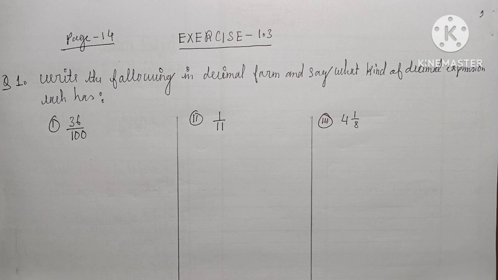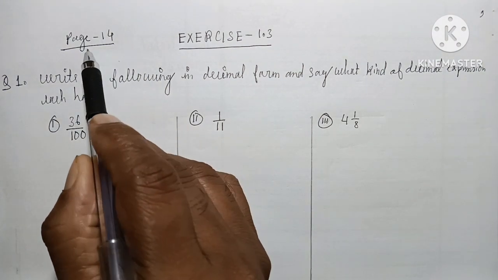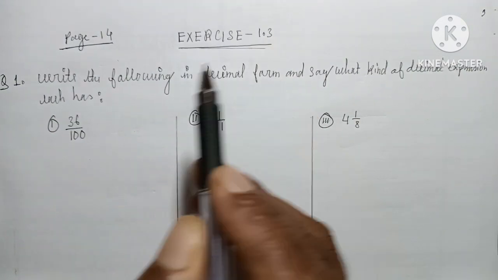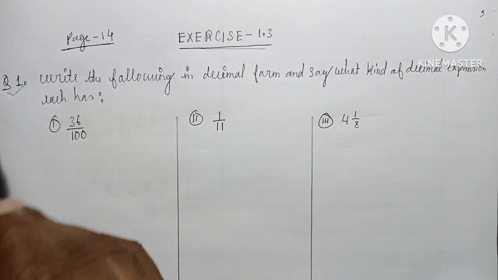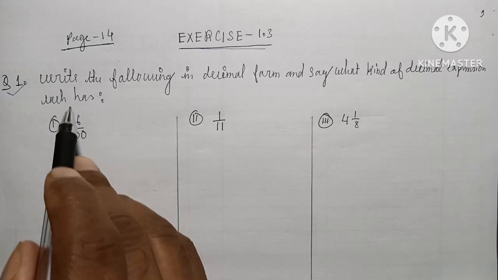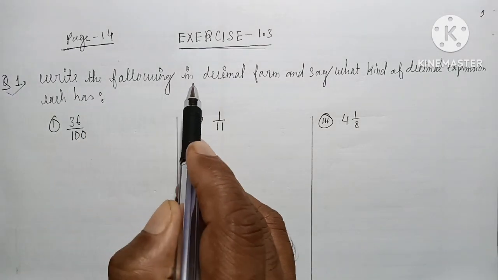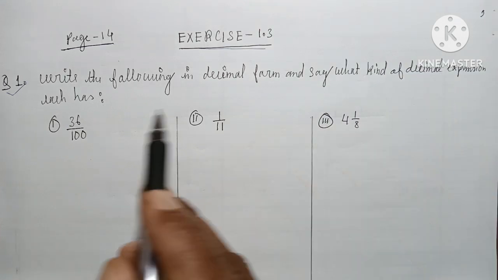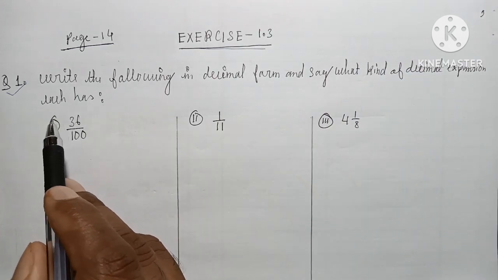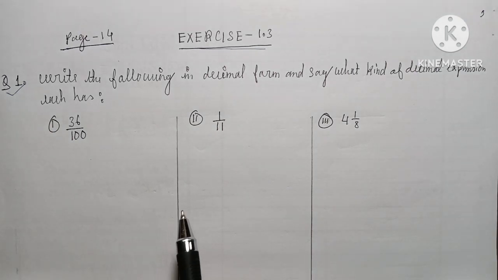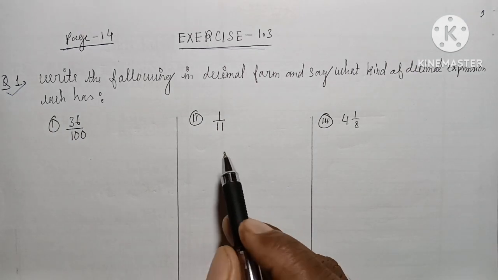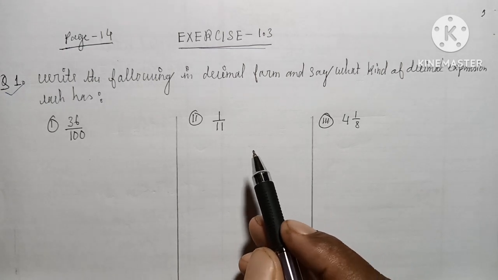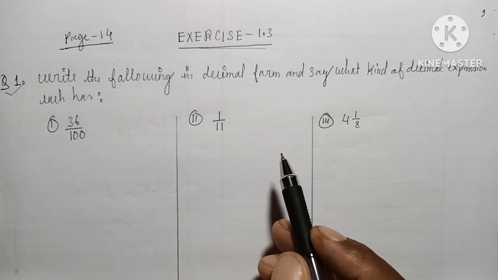Let's in this video, of your textbook page 14 and exercise 1.3, question number 1 will be discussed here. Here you see, write the following in decimal form and say what kind of decimal expansion each has. What kind of decimal expansion means it is non-terminating repeating decimal expansion or non-terminating non-repeating decimal expansion.